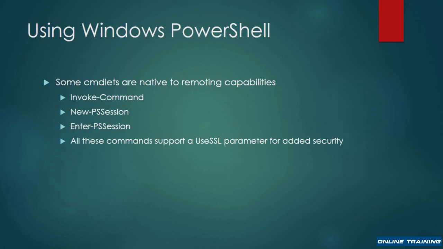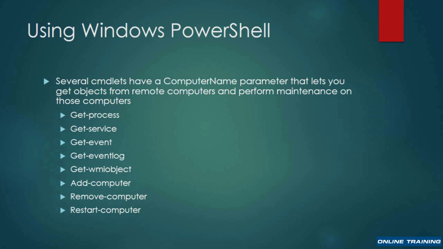There are some cmdlets in PowerShell that are native to these remoting capabilities. The first is Invoke-Command: Invoke-Command, then the name of a command, and then the computer that you want to invoke the command on. That's just a remoting option. New-PSSession and Enter-PSSession: the first creates a session, the second one connects to it. All these commands support a UseSSL parameter, which will add security to the whole process. There are also several cmdlets that have a ComputerName parameter. If it has a ComputerName parameter, that usually means that it can be used to execute locally, but it can also be used to execute remotely.